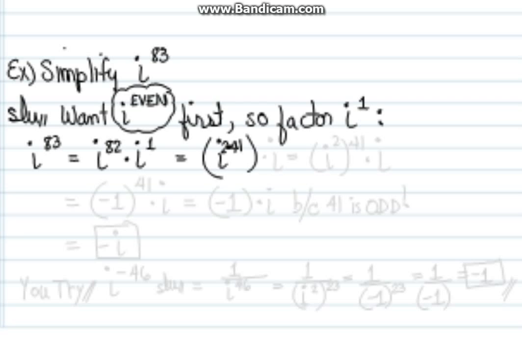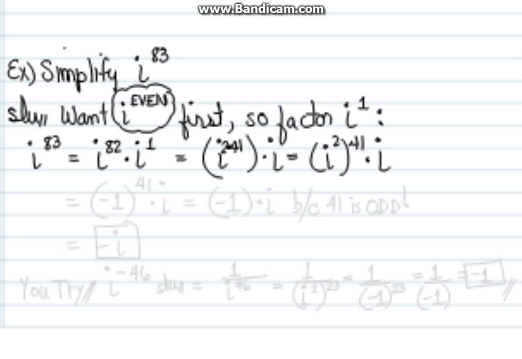And then we'll bring the 41 outside the parenthesis. We'll have i squared, parenthesis, to the 41 power times i. The reason it's legal to write it as i squared to the 41 power is because when you have a power raised to a power, you multiply the exponents together. And 2 times 41 is 82. Okay, cool. What we've actually done in all of this is that we've isolated i squared. Now we can replace it with negative 1.